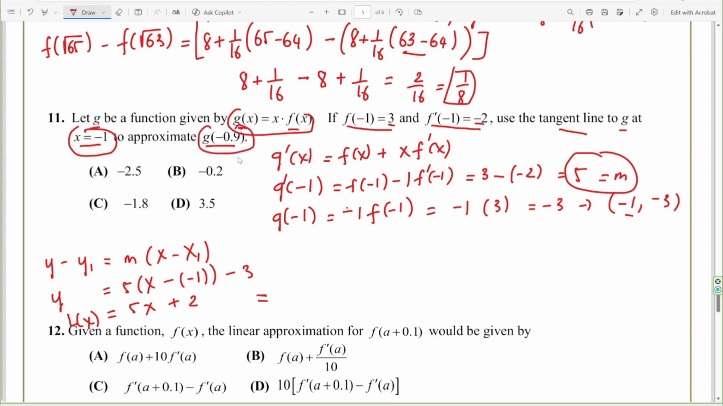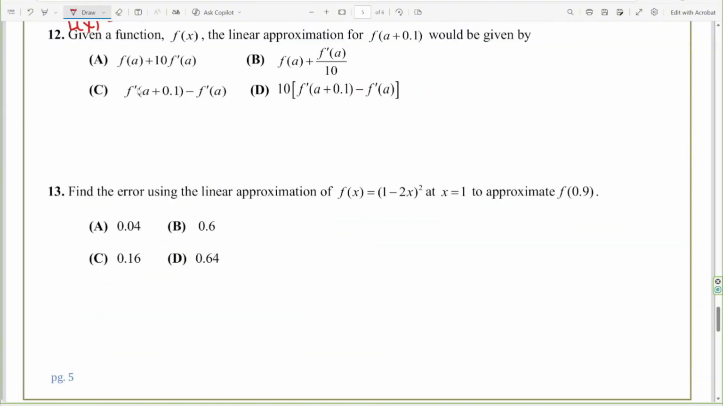Now you can replace y with L of x, right? g of negative 0.9 is the same thing as L of negative 0.9, right? It's going to be 5 times negative 0.9 plus 2, right? So it's going to be negative 4.5 plus 2, and it's going to be negative 2.5, right? Let's move on to question 12.